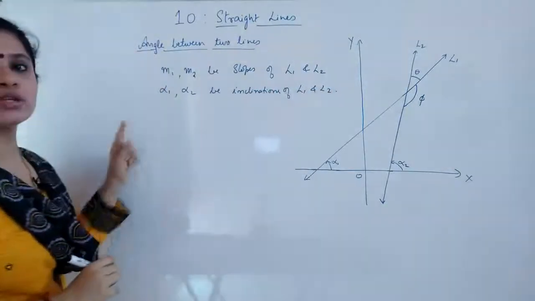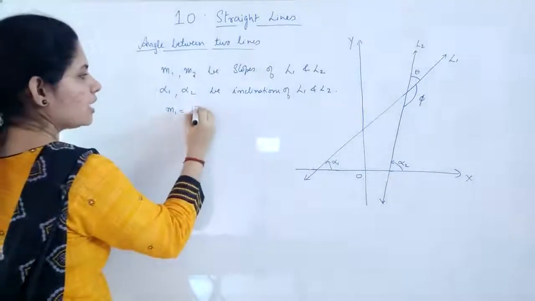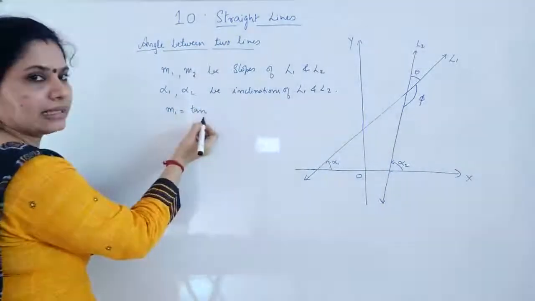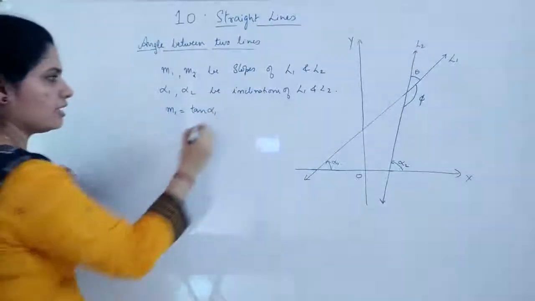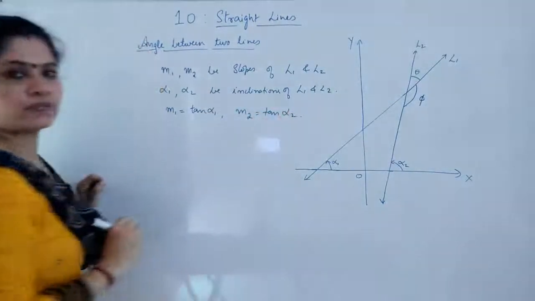Okay, then according to the definition of slope, we know that m1 will be equal to tan of the inclination made by the line L1. So it is tan alpha 1, and m2 will be tan alpha 2, right?